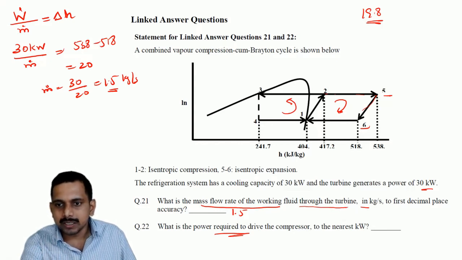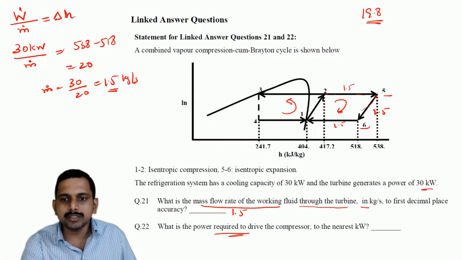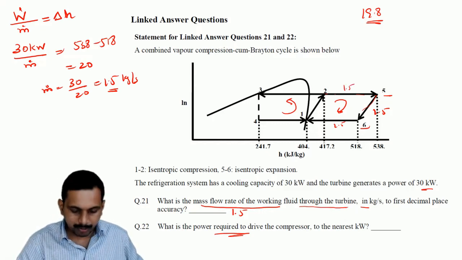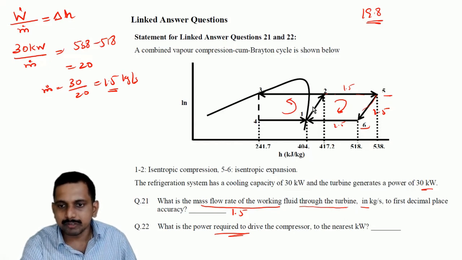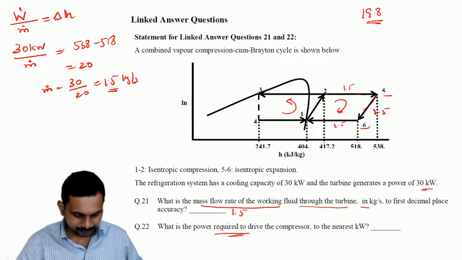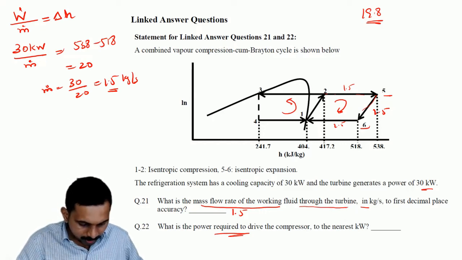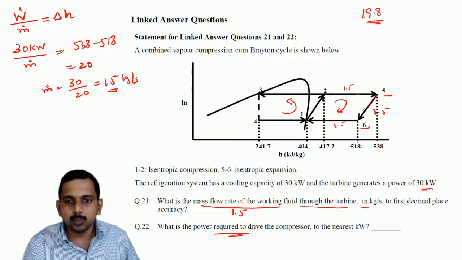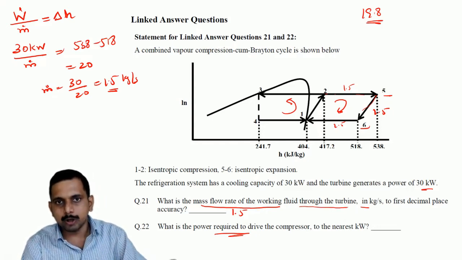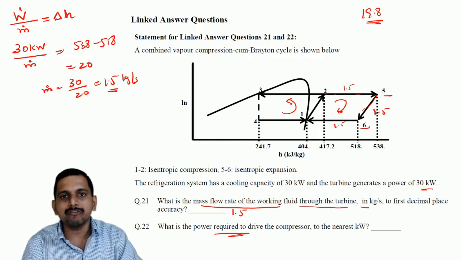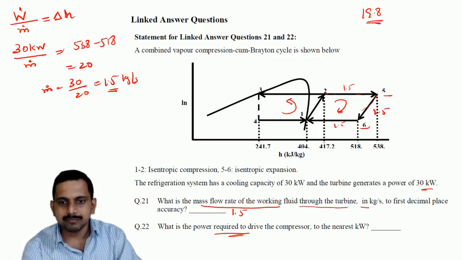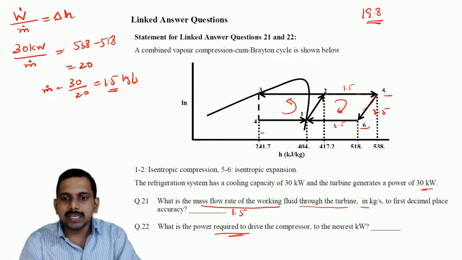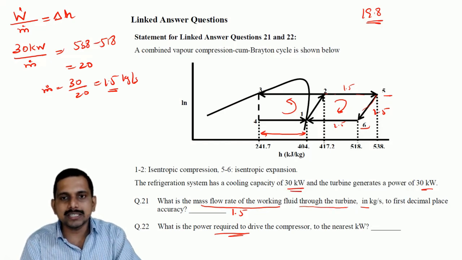So what is going here is 1.5 kg per second, here 1.5, here 1.5, but from 1 to 2 it is not 1.5. Everywhere else it is 1.5. So how to take that into account? What we have to do is see what is the mass flow rate on the vapor compression side. That can be got by looking at the cooling rate. Cooling capacity is given as 30 kilowatts.